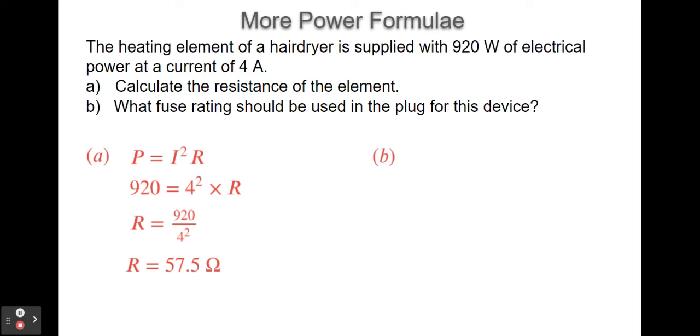Part B asks me to state which fuse rating should be used. Now, if you remember back a few slides ago, the rule was if the power rating is less than 720 watts, we would use a 3 amp fuse, and if it is greater than 720 watts, we would use a 13 amp fuse. So as the power rating is greater than 720 watts, we would use a 13 amp fuse.